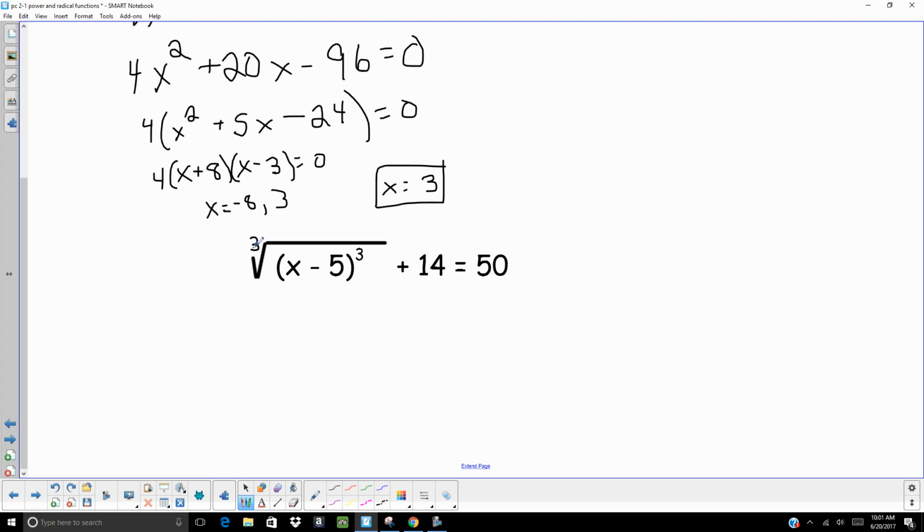All right, well, what I notice is you got a cube root and a cube. Those are going to cancel each other out. So you get x minus 5 plus 14 equals 50. This is a really easy problem now. Combine those like terms. X plus 9 equals 50. X is going to equal 41.